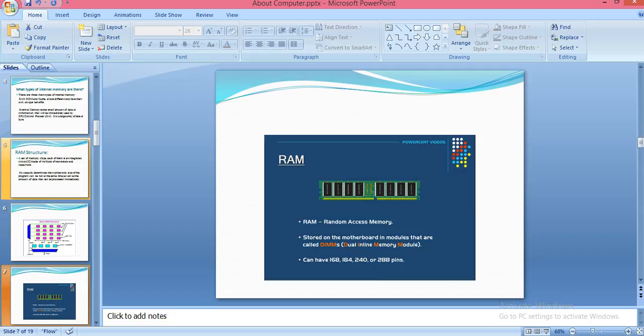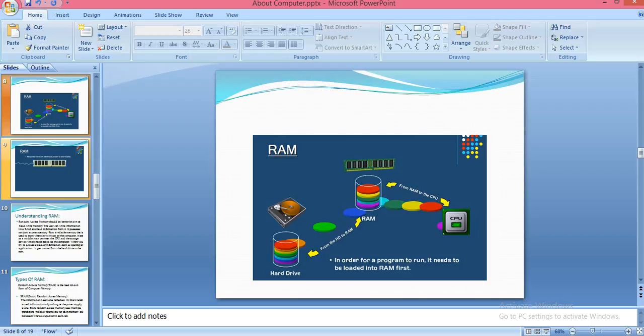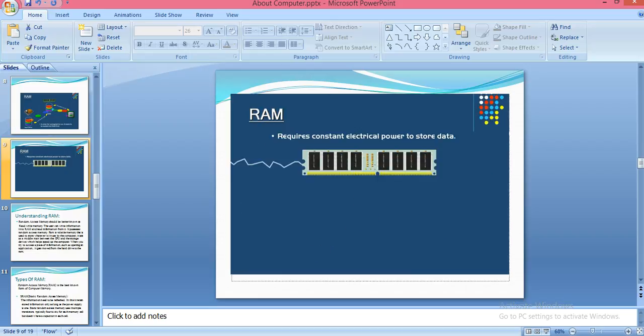RAM, random access memory, is stored on the motherboard in modules that are called DIMM. DIMM means dual inline memory module. Now, RAM can have 168, 184, 240 or 288 pins. When transferring data, in order for a program to run, it needs to be loaded into RAM first, from hard drive to RAM, then RAM to CPU.